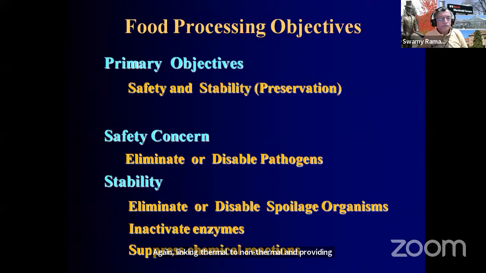In terms of food processing objectives, the primary objective is to create safety and stability. That means to preserve the food. From a safety concern, obviously, we need to eliminate or disable all the pathogenic bacteria from food. From a stability point of view, not only do we have to make it safe, but we also have to eliminate or disable the spoilage bacteria. Otherwise the product may be safe, but it's going to spoil. From a quality point of view, you also have to inactivate the enzymes that can cause flavor changes and discoloration, and provide safe conditions for extended storage possibilities.